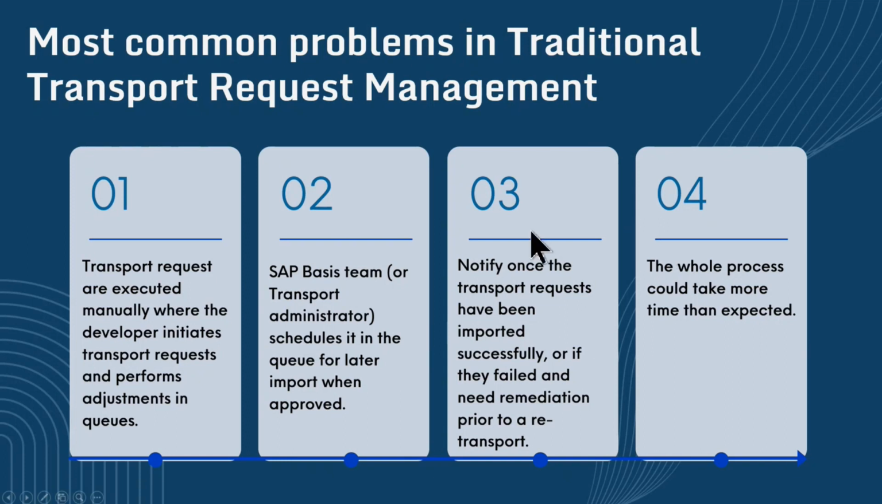So getting early notification helps you deal with that whole process. And the whole process itself, depending on how many transports you're moving, obviously can be quite mundane and tedious, in terms of time consuming, as well as error prone. So if you're moving transports in the wrong sequence or dependency, etc., that might cause other problems as well.